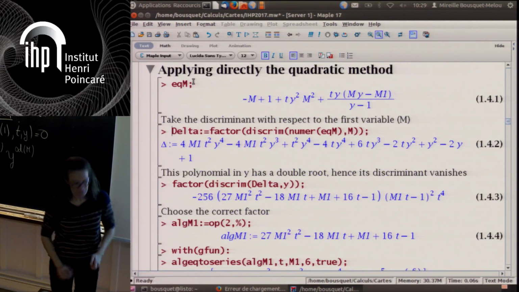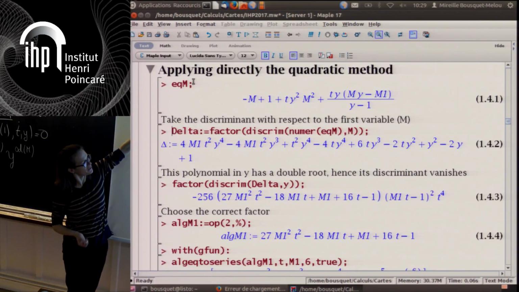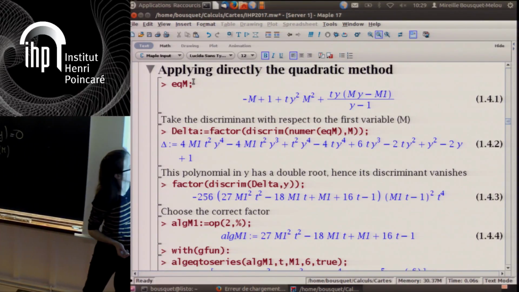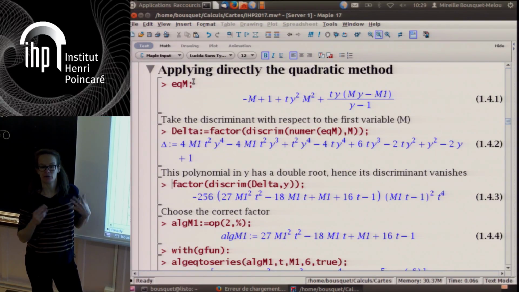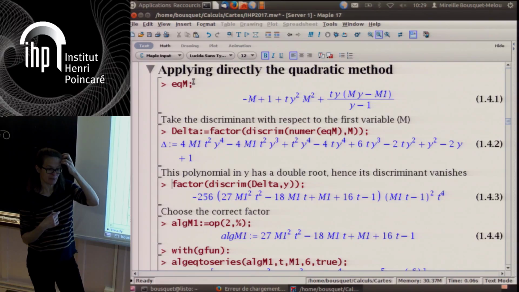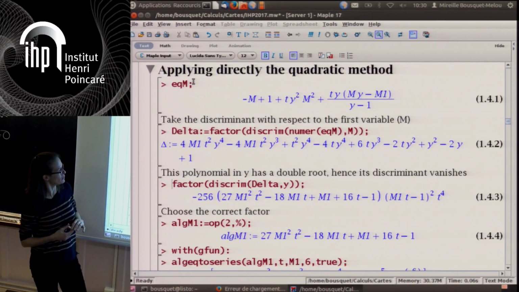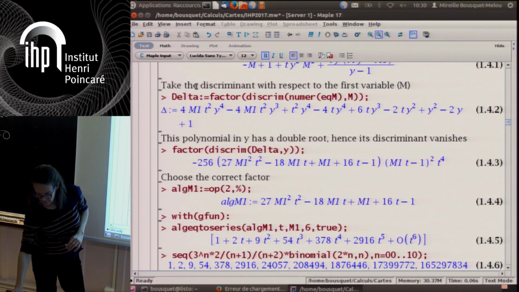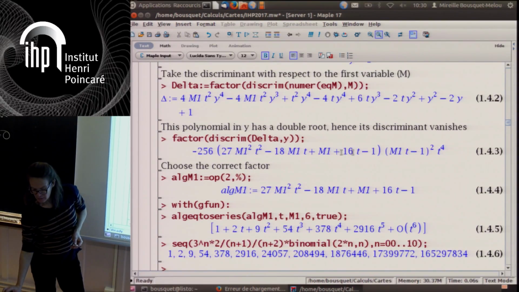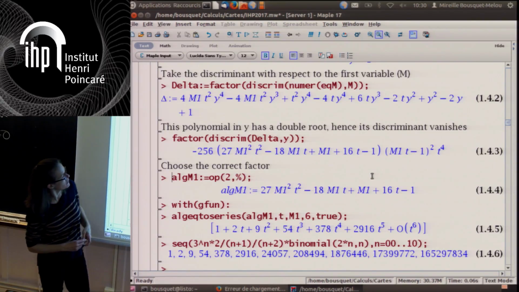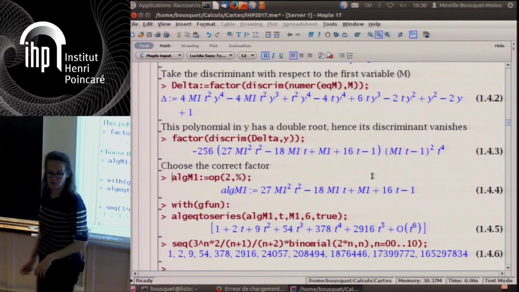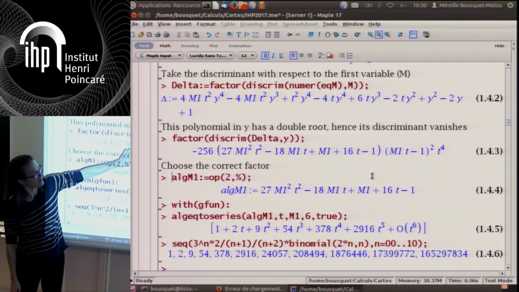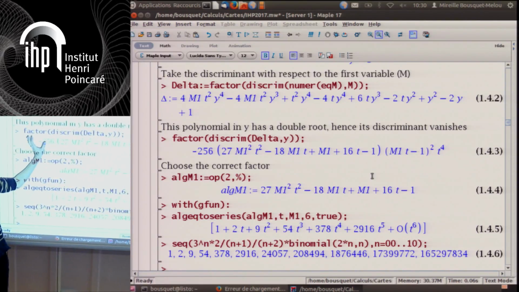Okay, so I'm taking the first discriminant with respect to M. I get some delta. And now the quadratic method tells you that this delta as a polynomial in Y has a multiple root, hence its discriminant should be 0. And here you get a polynomial equation again for M1. So we have fewer factors. There's still this factor that you don't want, squared. But the main equation here is no longer squared. And the other factor you don't have.